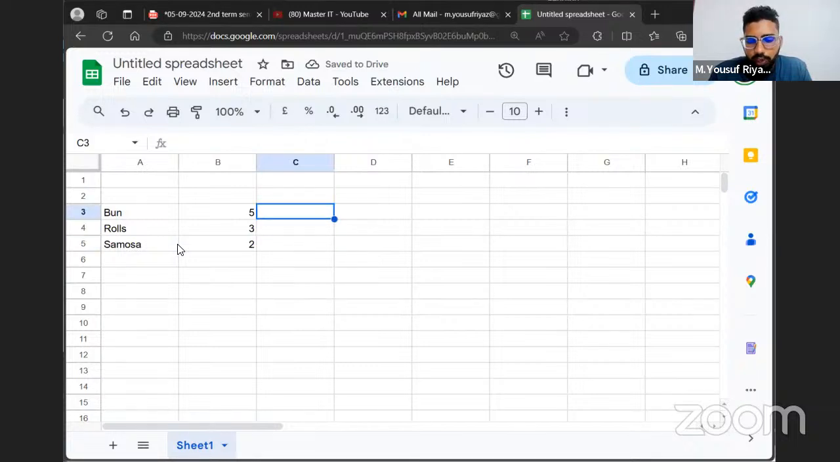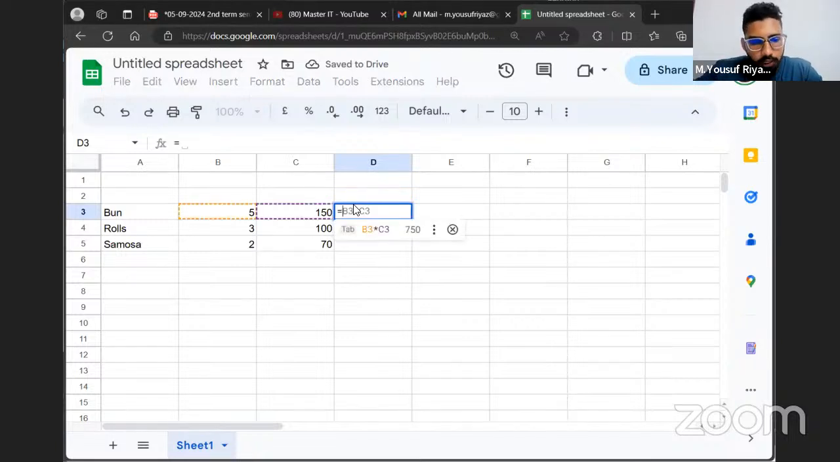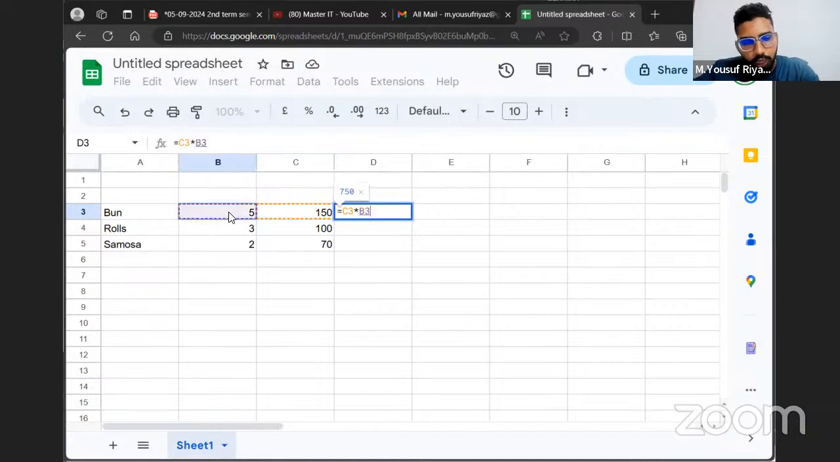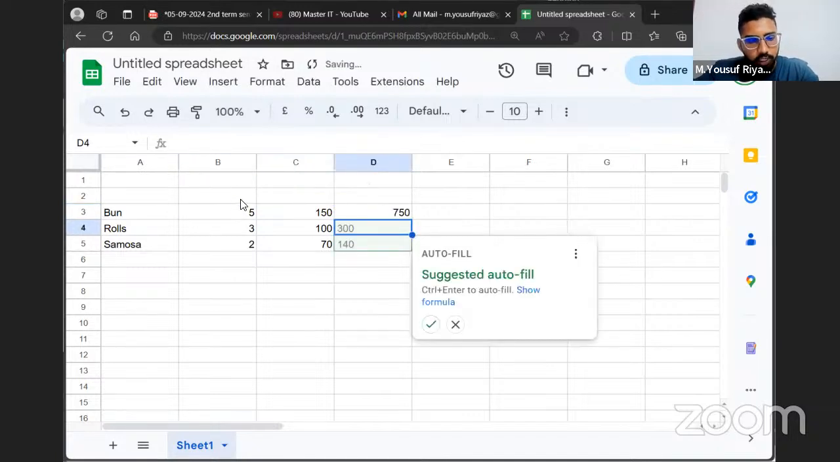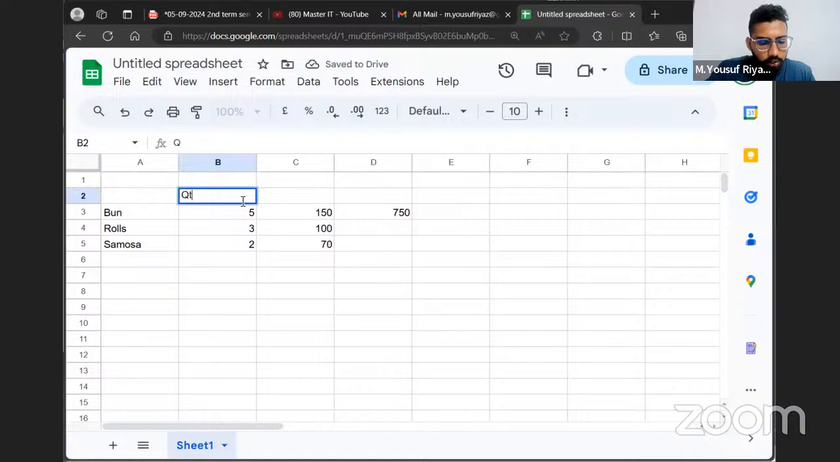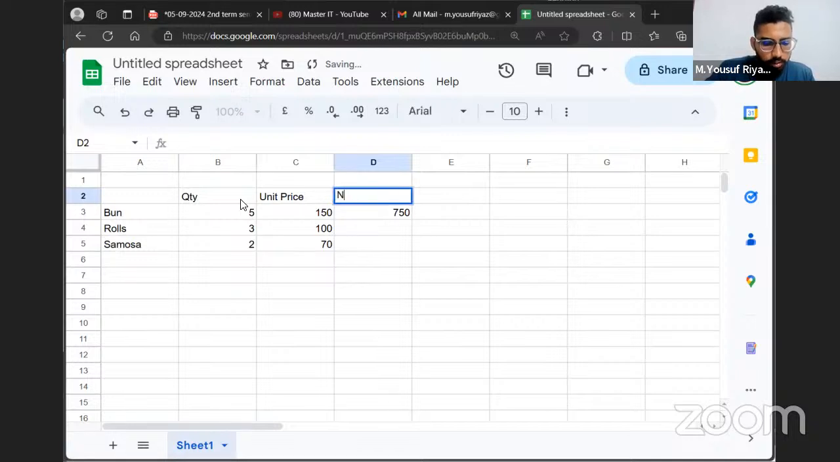Okay. I'm saying one patties is 150 rupees, 100 rupees, 70 rupees. I just put random values. Now, let's say I want to find the value of a bun. I'm going to write a formula equals the number of buns I'm going to buy multiply by the quantity. So I'm going to call this quantity. I'm going to call this unit price. And I'm going to call this total.